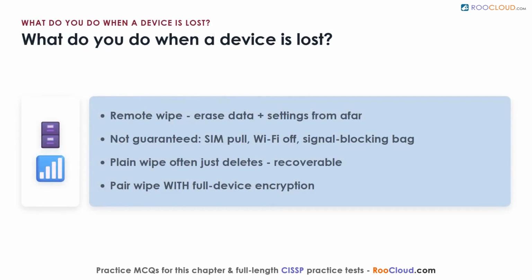What do you do when a device is lost or stolen? You trigger a remote wipe to erase its data and settings from afar, over cellular or any internet connection. But treat it as a strong precaution, not a guarantee. A clever thief can block the wipe signal by pulling the SIM card, killing Wi-Fi, or dropping the device into a signal-blocking bag, then calmly extract the data. Worse, a plain wipe often just deletes, so recovery tools can undo it. The fix is to combine remote wipe with full device encryption, so anything recovered is unreadable ciphertext. Think of shredding documents before tossing them, rather than just dropping them whole in the bin.